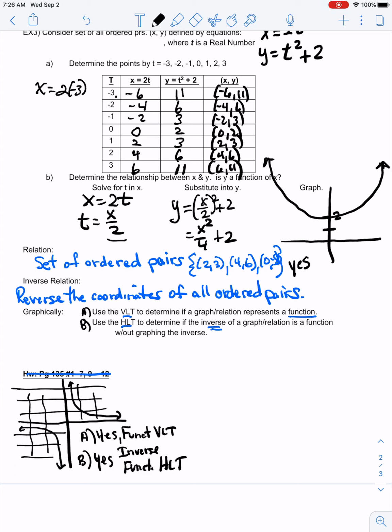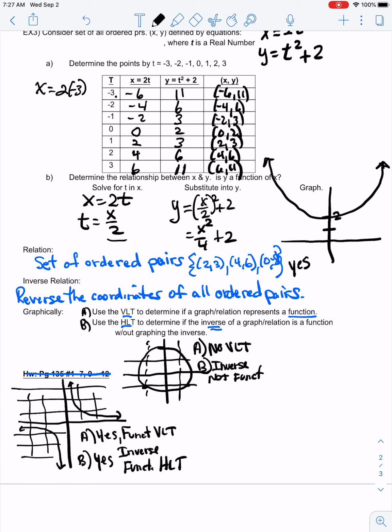Okay, let me sneak another one up here. Sometimes on the video it's hard to fit everybody. All right, let's say we have something like this. Okay, is this thing that looks like a circle, A, is it a function? We'll say no. It fails VLT. As soon as I start drawing vertical lines, not working. Okay, secondly, is it going to be the inverse of a function? If I draw horizontal lines, nope, we're hitting twice. So inverse, not a function by HLT.